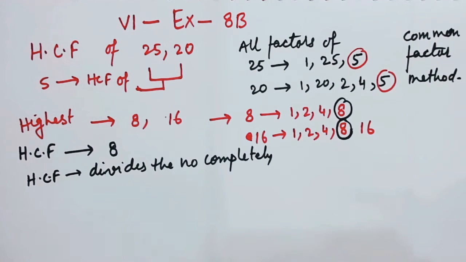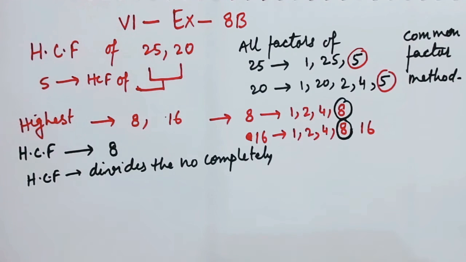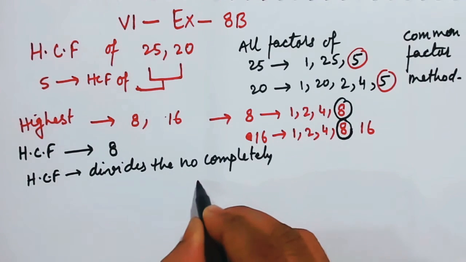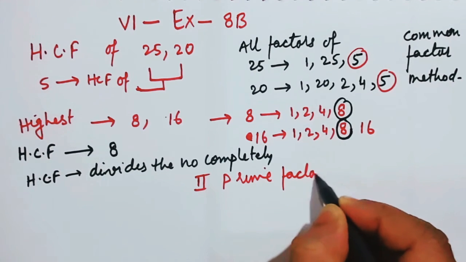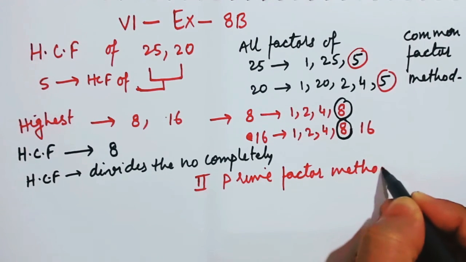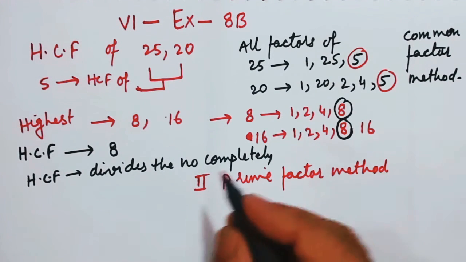This is just for your knowledge. You will not be using this process unless you are told in the examination to use it, and generally it is told in offline examinations and not in online examinations. Let us talk about the prime factor method. The second method is the prime factor method. I shall take the same two numbers, 25 and 20.